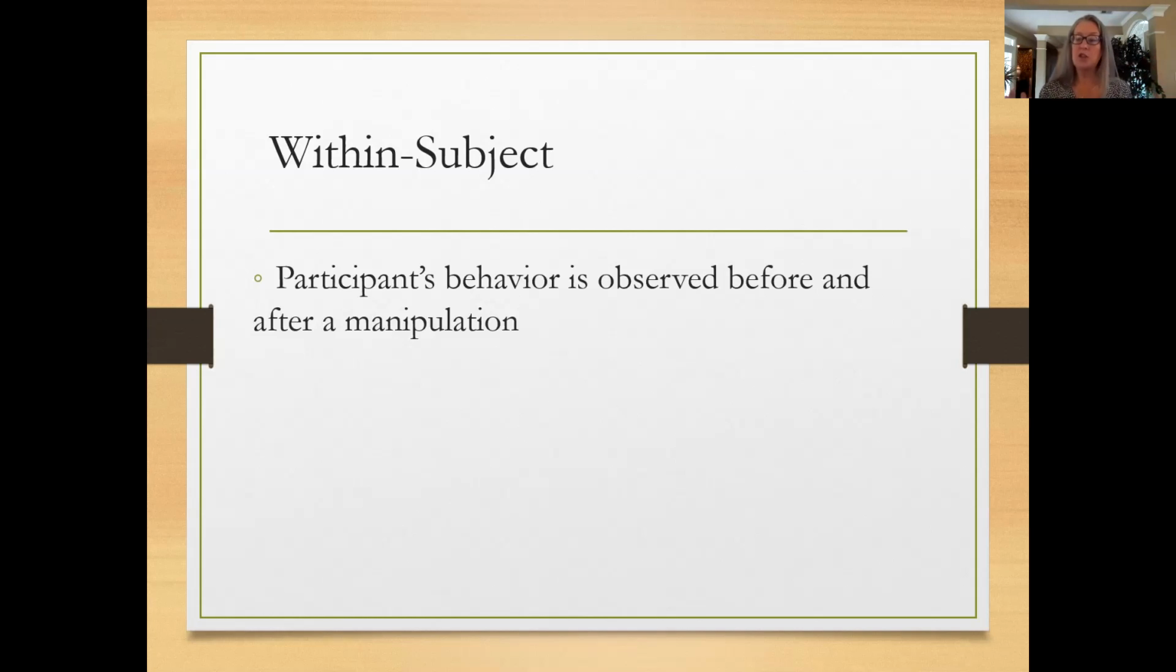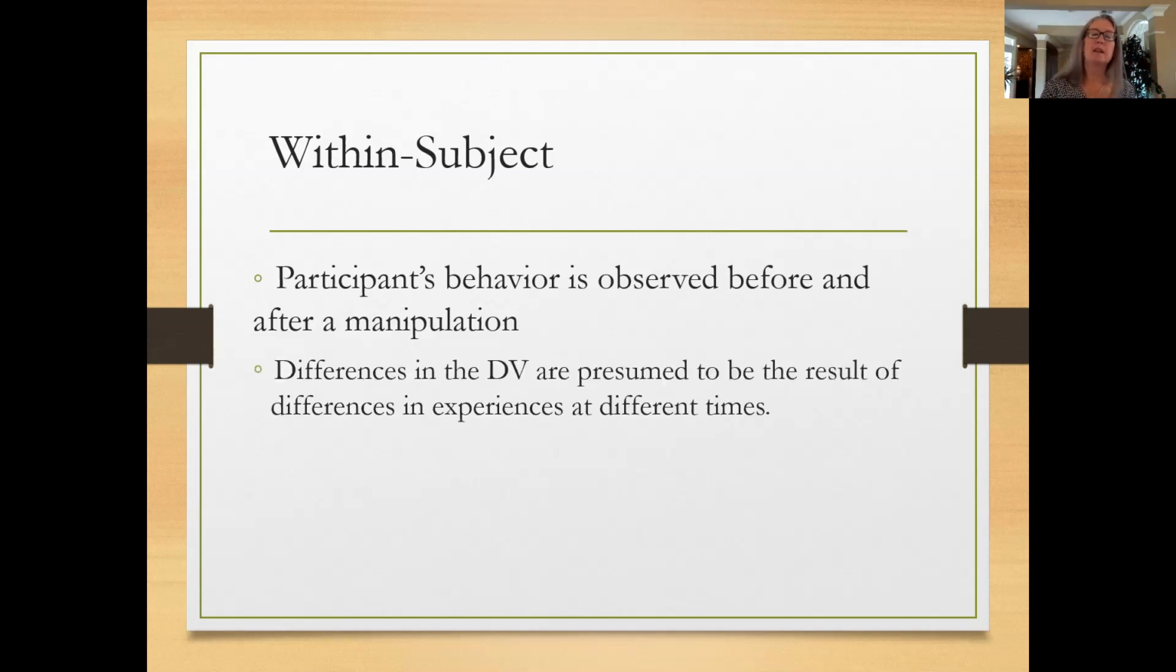If you kept the situation the same, you'd be in good shape. So we're going to measure someone, then give them the level of the independent variable, and then measure them again. That's a within subjects design. And the differences in the dependent variable are presumed to be the result of the different experiences, in other words, the independent variable.